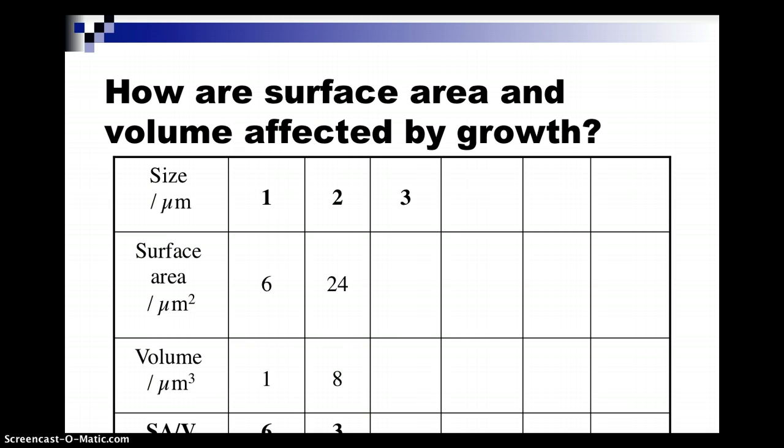As you get larger, a cell with a side of 3 would give you a surface area of 54, a volume of 27, and a surface area to volume ratio of 2. As you continue getting larger and larger, the surface area to volume ratio continually gets smaller and smaller because the volume increases at a faster rate than the surface area.